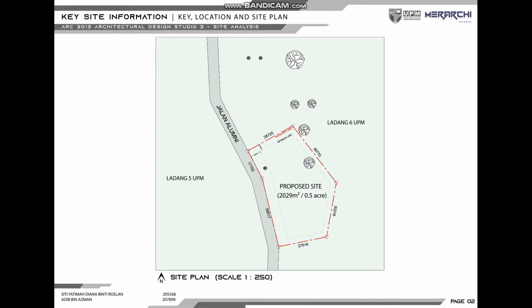For site plan, the scale is 1 to 250. The proposed site area is 2029 meters square or 0.5 acre. The red line is the boundary line and inside the boundary line is the setback line.